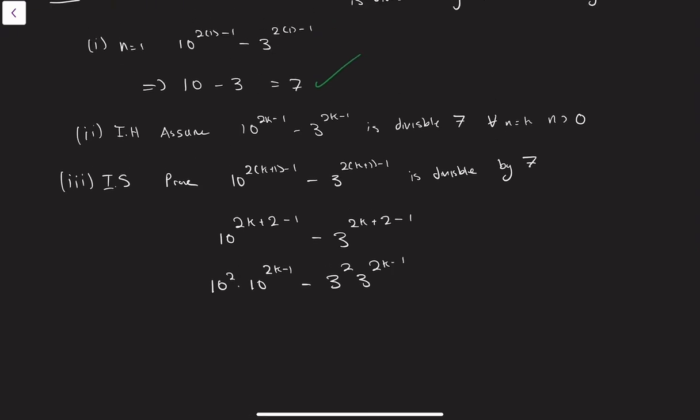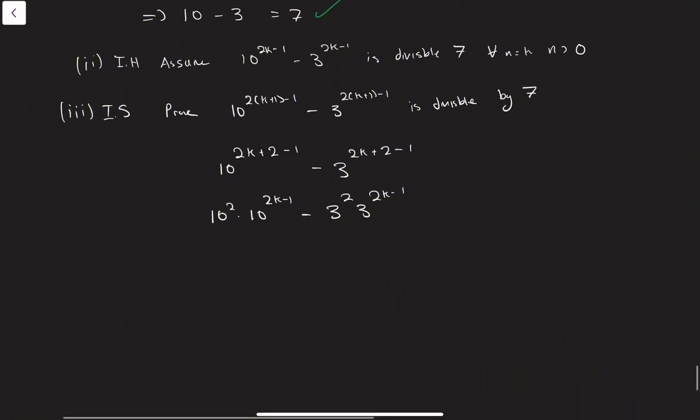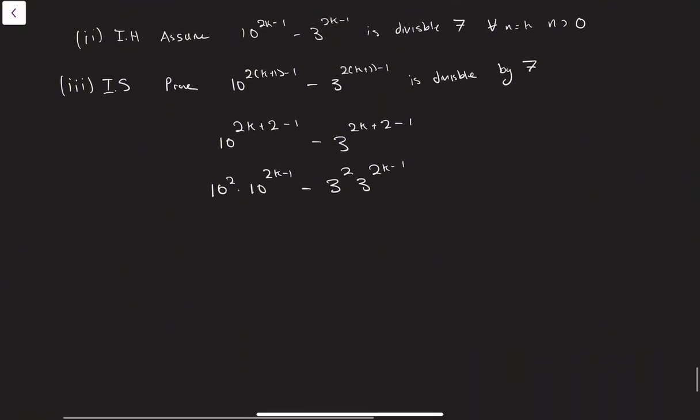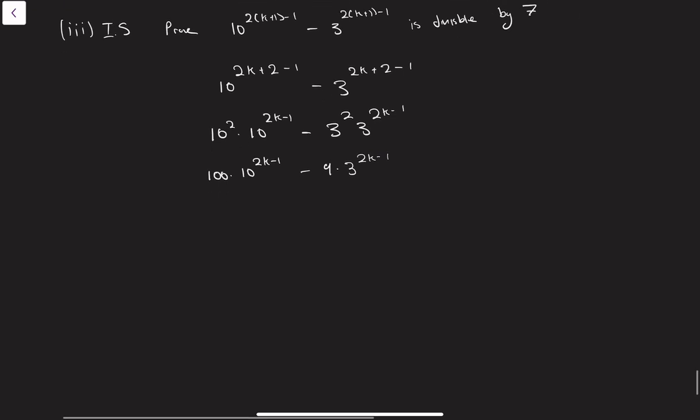Right, so we have it similar to our induction hypothesis. And remember, we said our induction hypothesis is divisible by 7. Great. So now we have this 10 squared multiplied by 10^(2k-1), minus 3 squared multiplied by 3^(2k-1). Well, let's simplify as such. And multiply by 3^(2k-1).